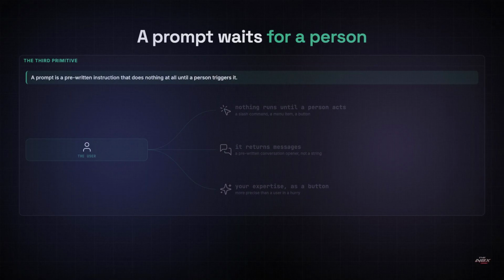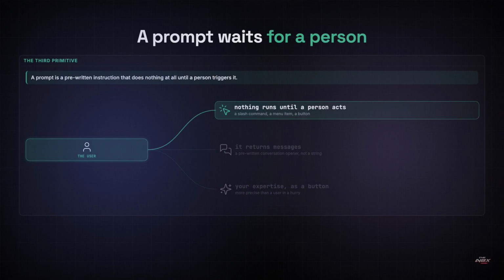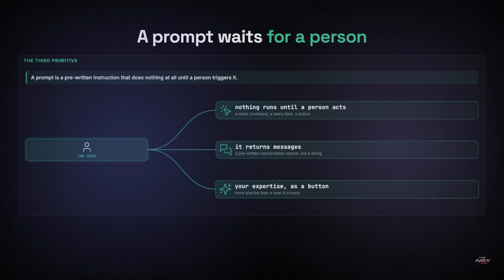Prompts are the third primitive, and the decorator looks identical again. The difference is entirely about who starts it. A prompt sits there doing nothing until a person triggers it, usually by typing a / command in your interface. What the function returns isn't a string, it's a list of messages, a conversation opener, pre-written by you, that your app drops into the chat on the user's behalf.